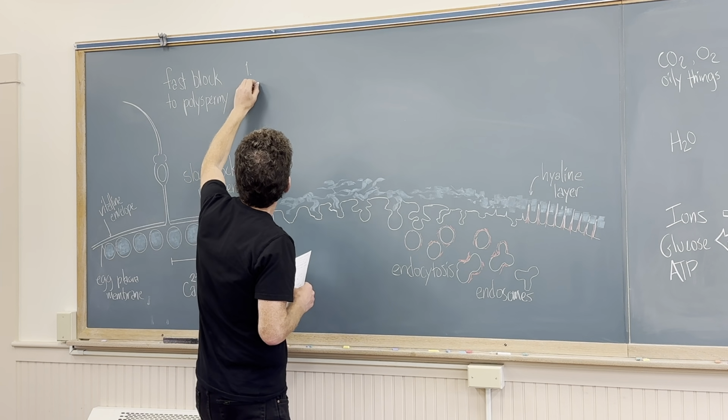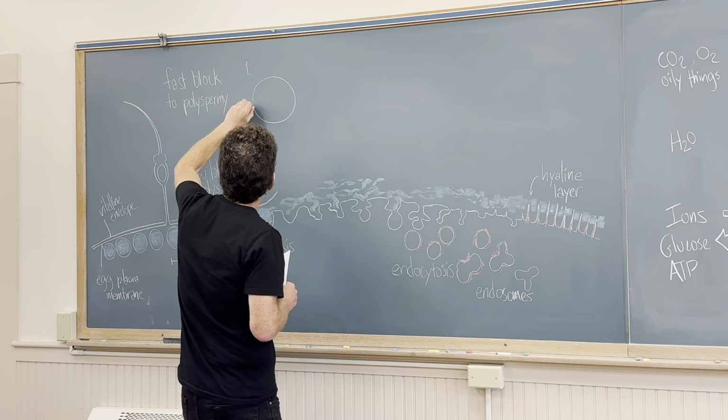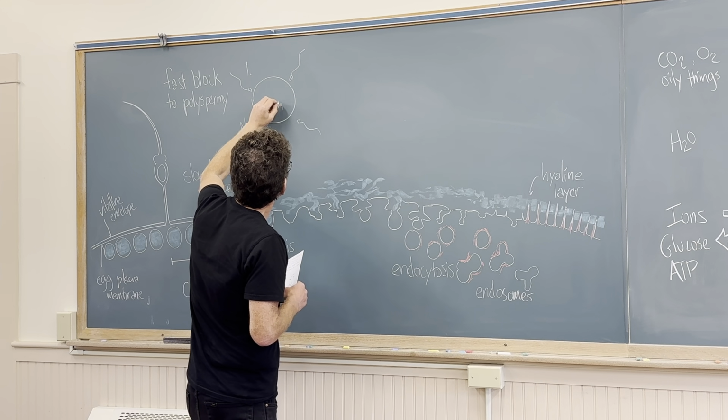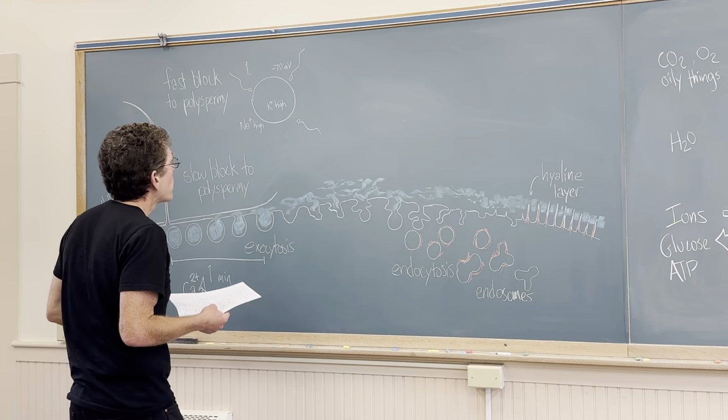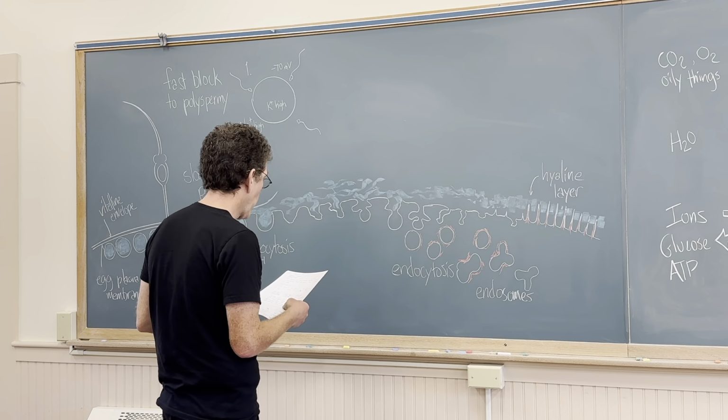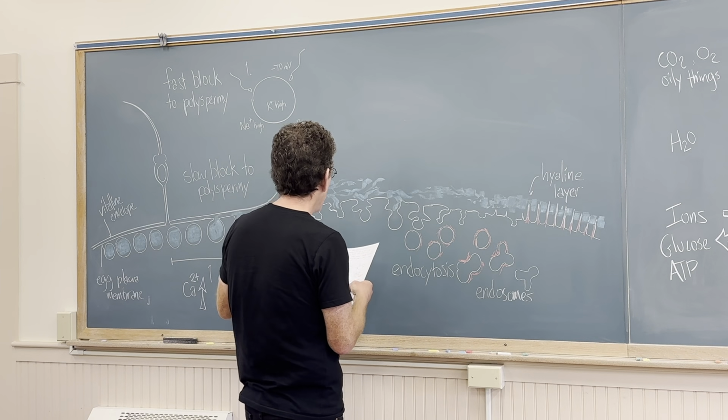Before fusion, here are the eager suitors. Sodium is high out here. Potassium is high in here. And the membrane potential is strongly negative. Channels are closed, the resting potential is stable.